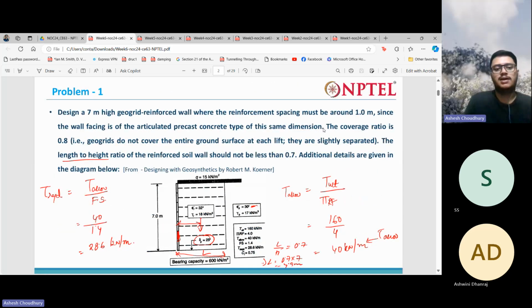In the 6th week also we started by solving similar problems on the reinforced earth wall. The first problem was wrap-around geotextile. The second problem we solved was with the steel strips. The third problem is using a geogrid reinforced wall.